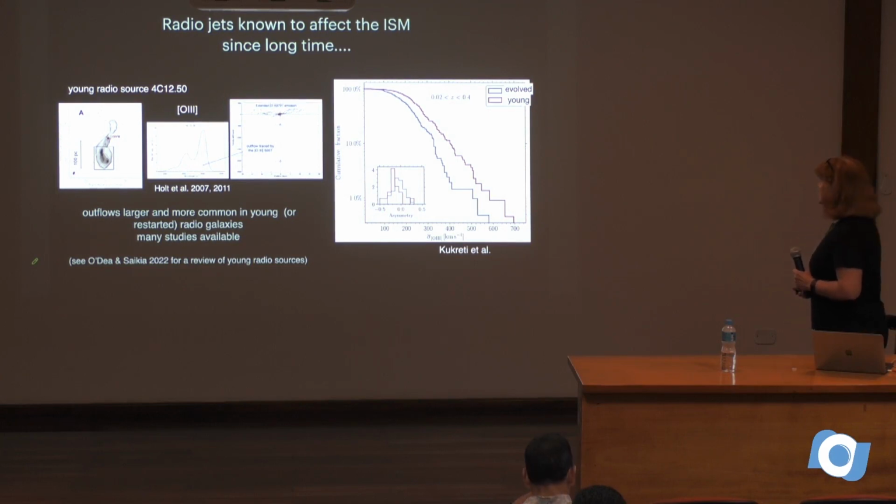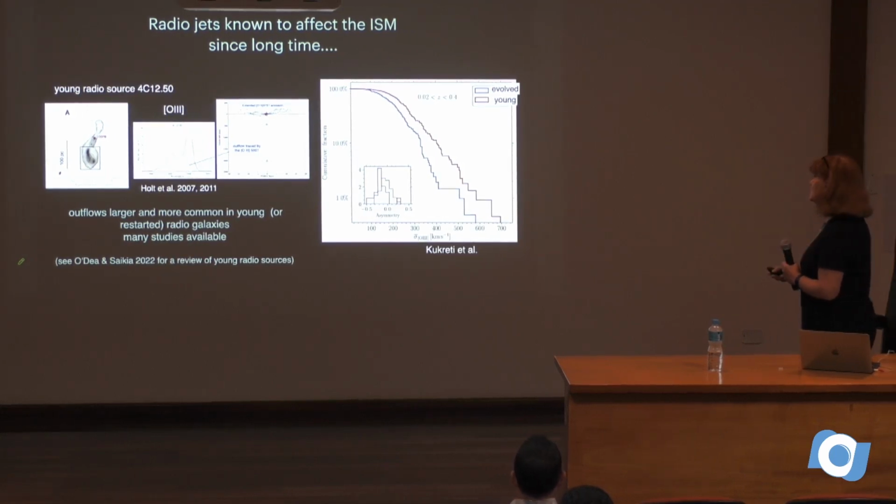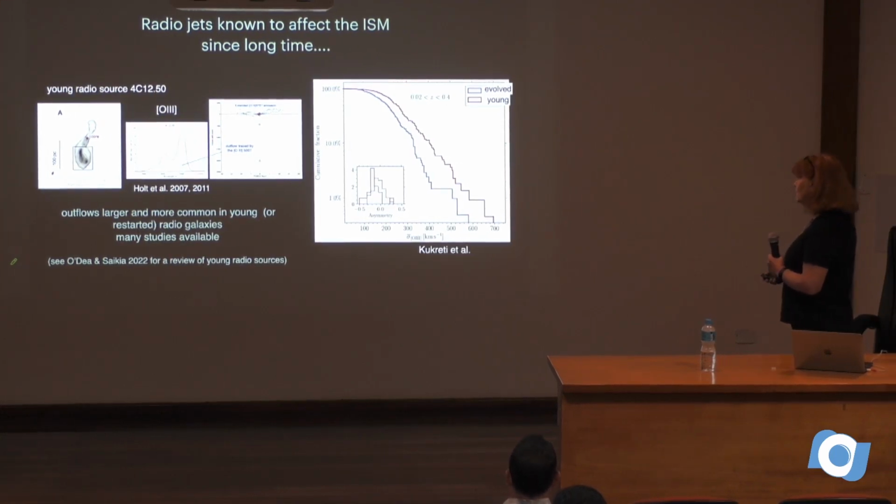And also, this is a more statistical study, where the distribution of the width of the oxygen III line is shown as a cumulative distribution for evolved radio galaxies, still the central part, and for younger radio galaxies. So you see the systematic difference: young radio sources are showing broader lines. This is again ionized gas.